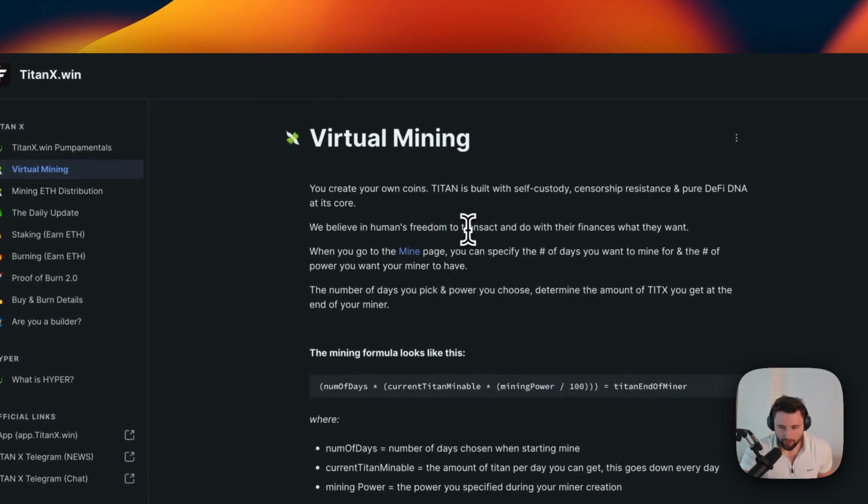So virtual mining, you don't need any hardware. You don't need any complicated code stuff. It's very simple. You go to the website, you use your Ethereum, you decide how long your miner wants to go, and you decide what power your miner has. So there's two main variables when it comes to mining. One is the length of time you want to mine for, and the second is the amount of power you want your miner to have. So let's actually run through it.